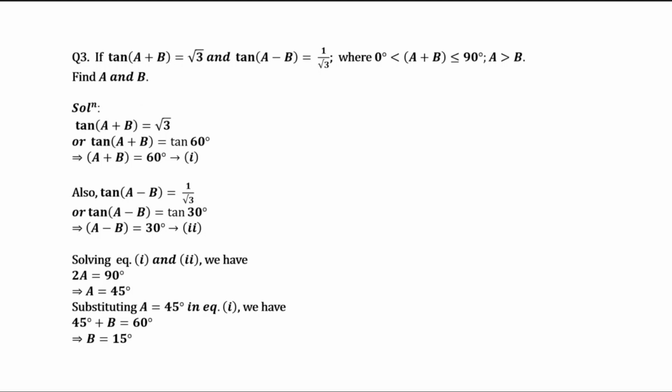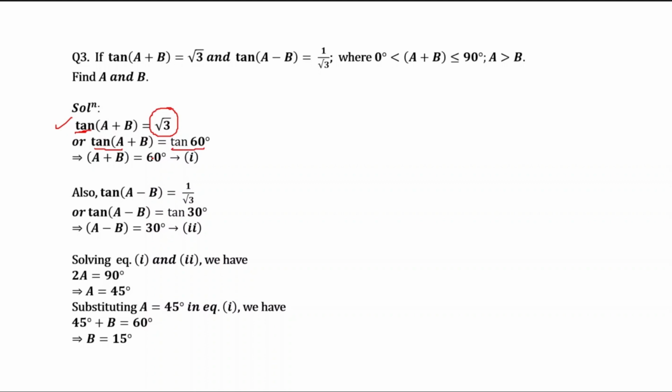See, let's start. Tangent a plus b. It's given that tangent a plus b is root 3. We just learned that table, since over here there was a tangent present, you need to think of what value of tangent gives you root 3 as the answer. So that is tangent 60 degrees, right? So tangent a plus b equals tangent 60 degrees.